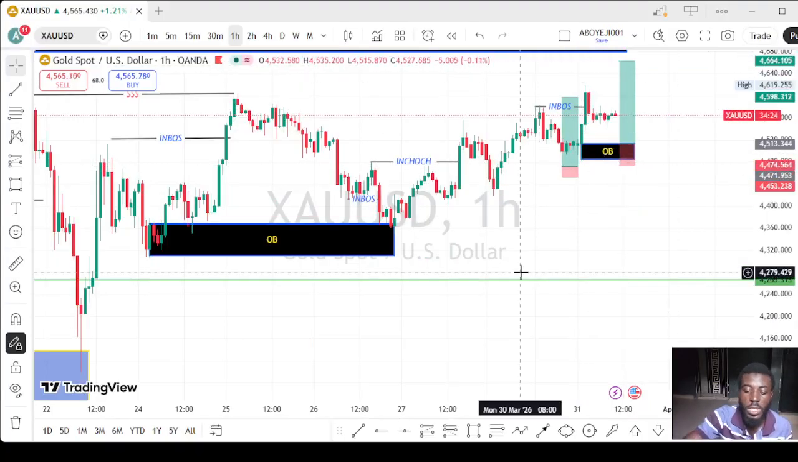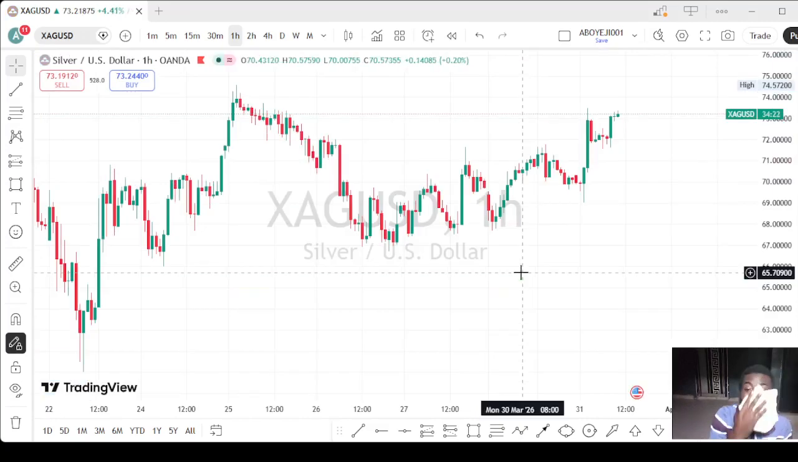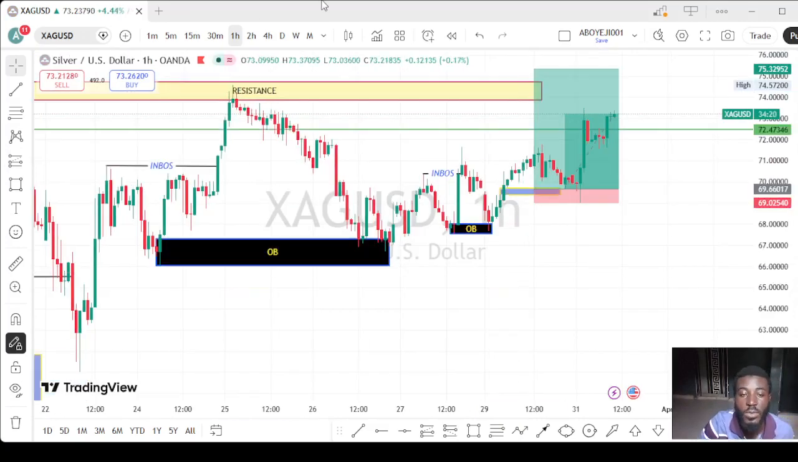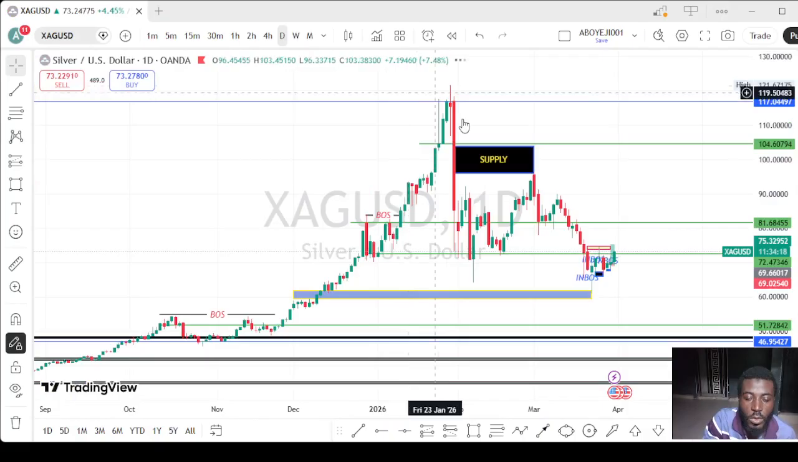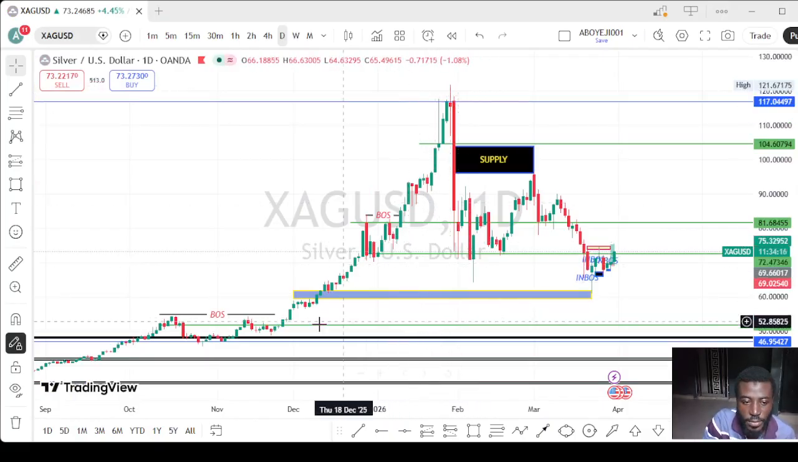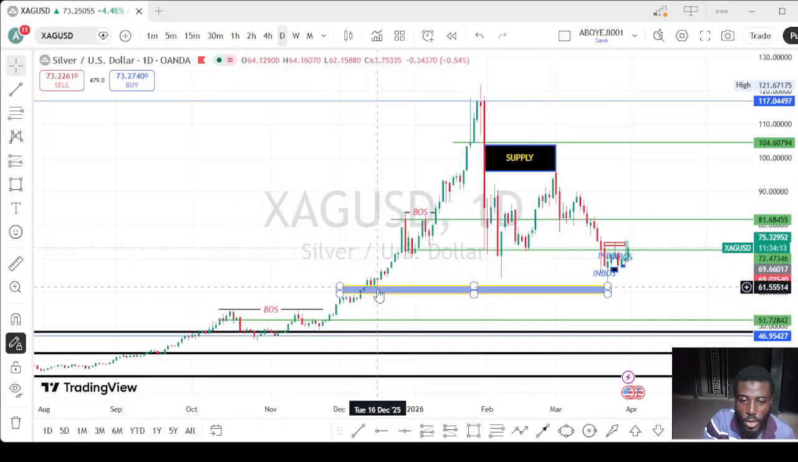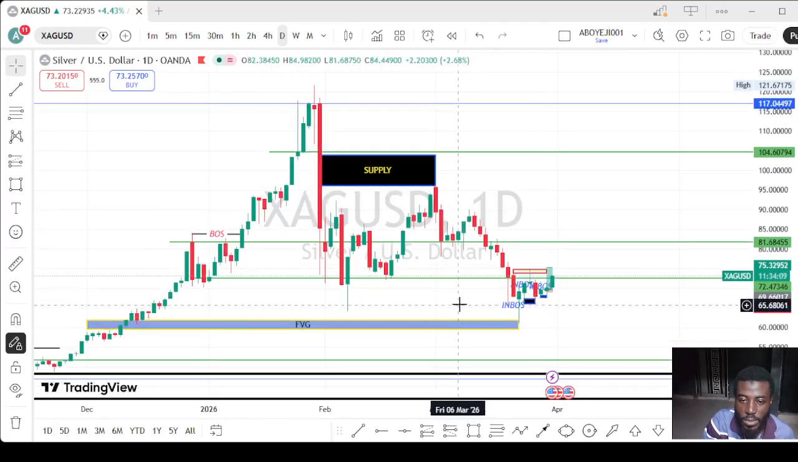So let's move to silver. Let's see what silver is trying to do. This is silver. This is what silver is trying to do. From the daily time frame, this is our swing high, and this is our swing low. So this is the weekly FVG the market mitigated.